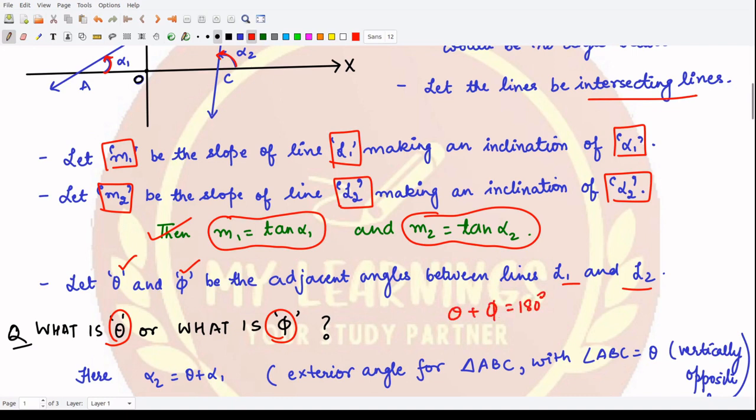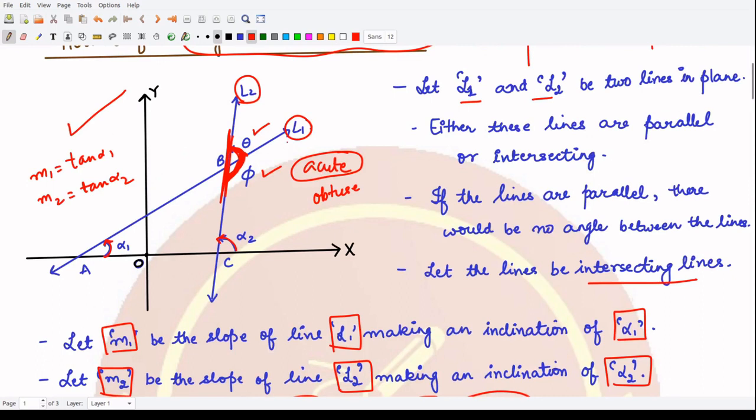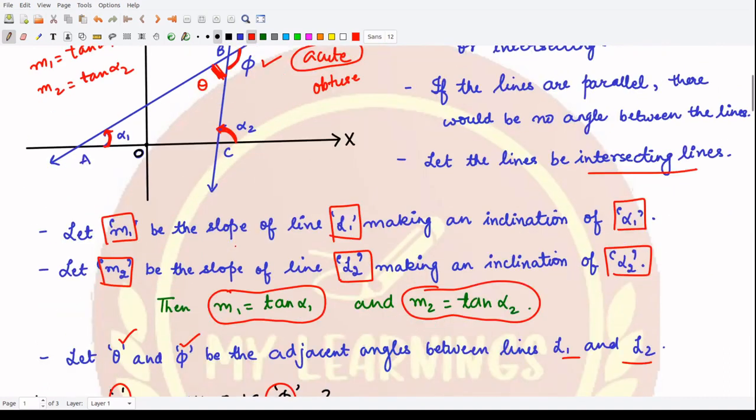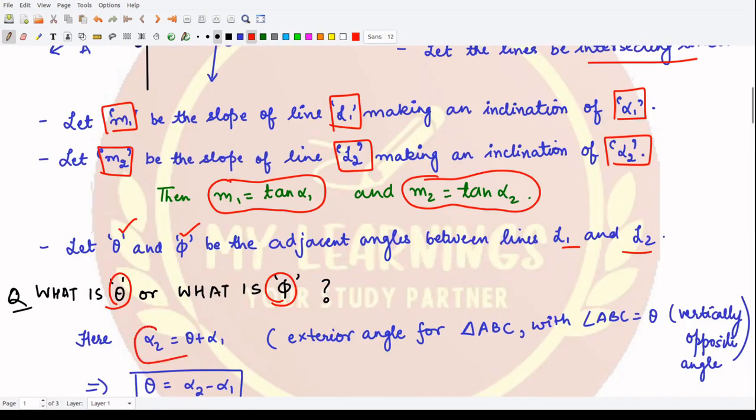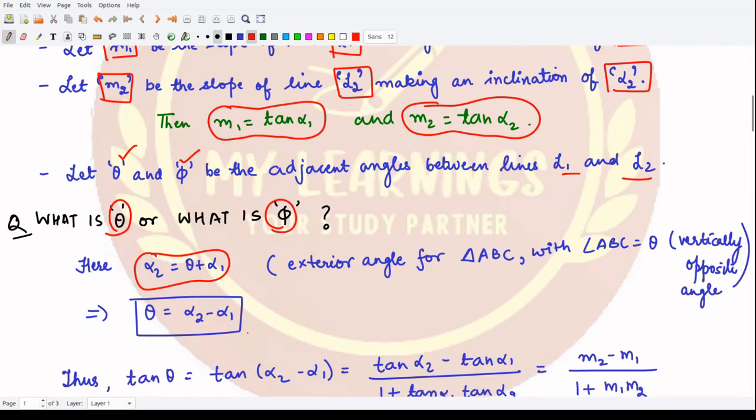This is one result. Another result is that this theta angle here is equal to this angle. Why? Because they are vertically opposite angles. And you see this alpha 2 is equal to alpha 1 plus theta, right? Because alpha 2 is the exterior angle to the other two, alpha 1 and theta. So from here you have alpha 2 is equal to theta plus alpha 1. So your theta is alpha 2 minus alpha 1.